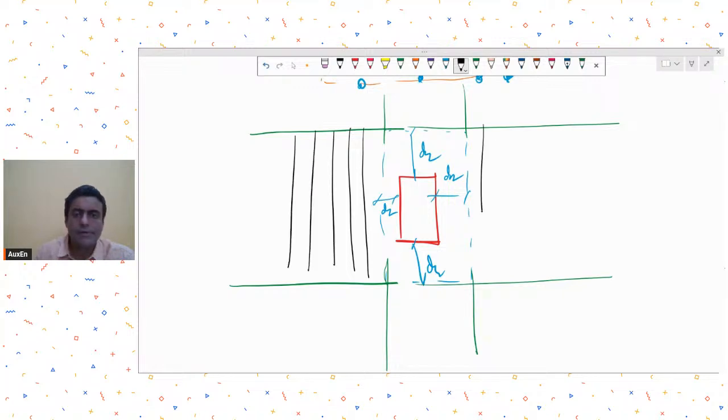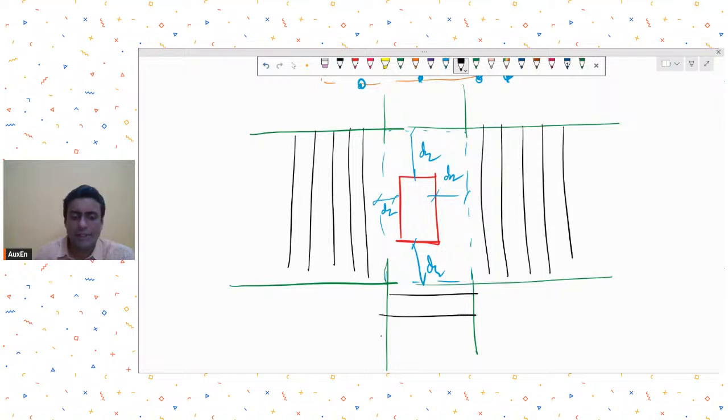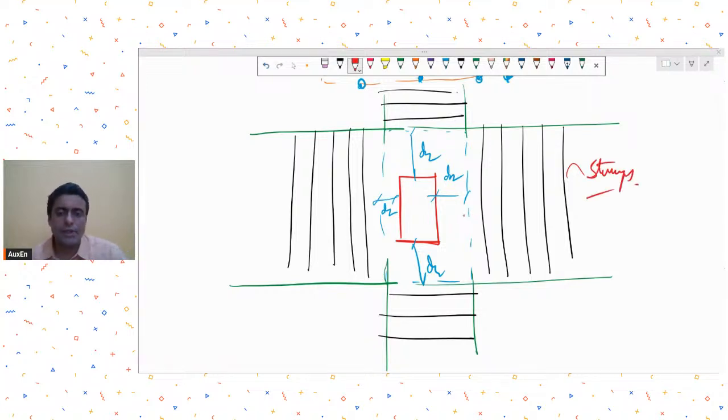Okay, are you able to understand? What are these green bars? These green bars are bars of the flat slab or raft, whatever. And then these black things are stirrups that we are providing, like this. So this is one of the other arrangements that is possible when it comes to shear reinforcement calculation. Okay.